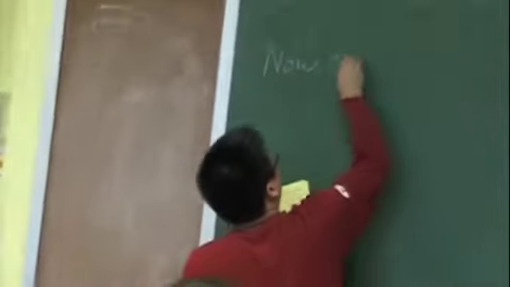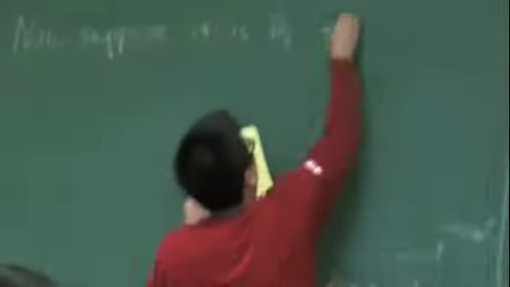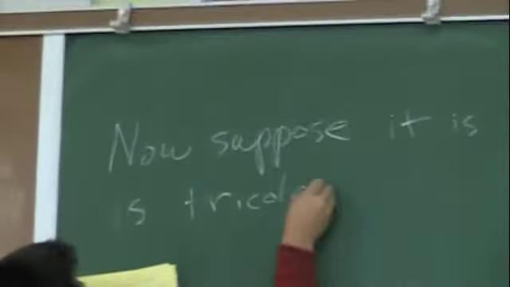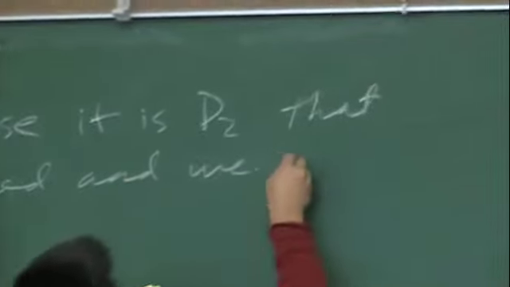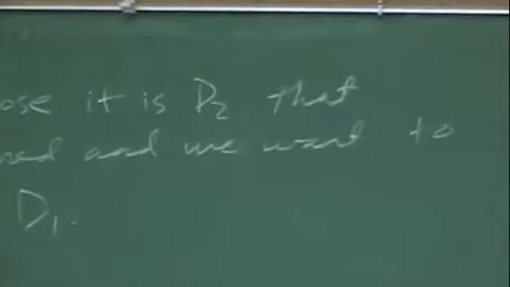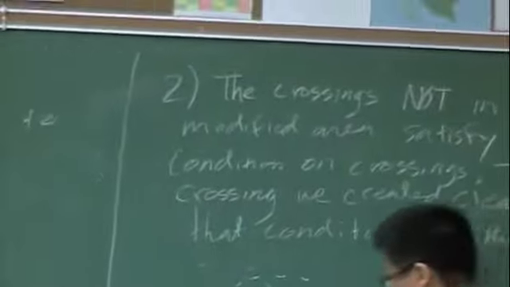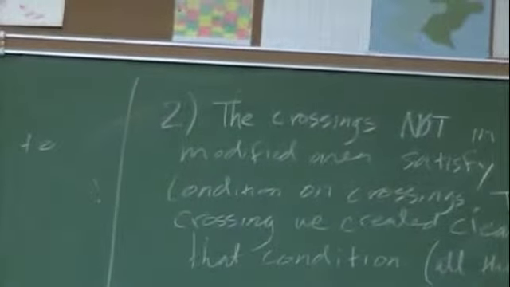All right, so now suppose it is D2 that is tricolored, and we want to tricolor D1. So D1 and D2 is still the same as before. Now we're sort of going backward. Now we want to go from here to the other way.